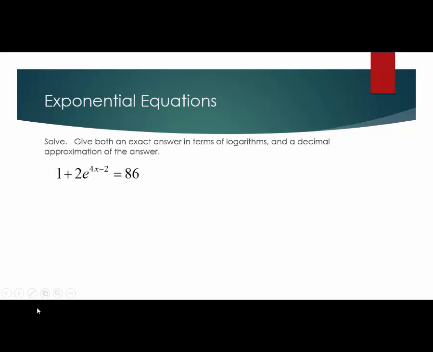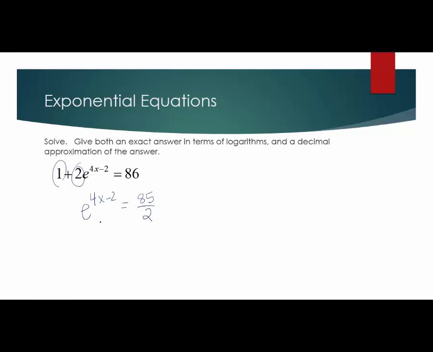So here's what I'd recommend. In order to make this a little bit more straightforward, why don't we just isolate our exponential term first? Why don't we subtract this one and divide by 2? That's going to leave us with e to the 4x minus 2 equals, well, 86 minus 1 is 85, and then we'll divide by 2.